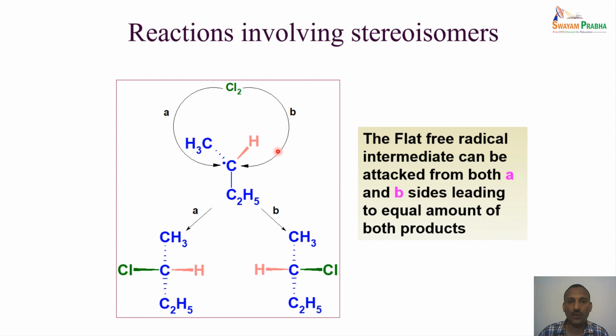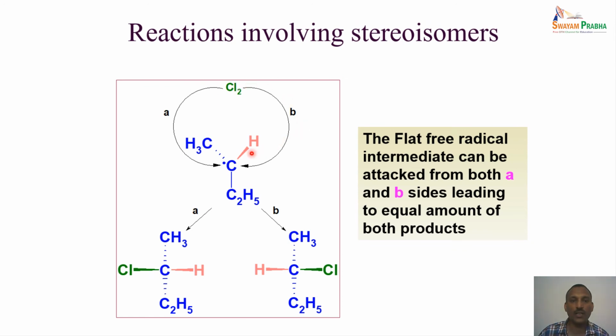Now, how does the reaction actually proceed? In this particular case, the chlorine atom forms a flat free radical intermediate, so the central carbon has the free radical. Now the chlorine molecule can attack this radical from either side A or side B.